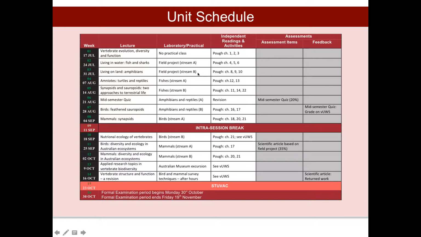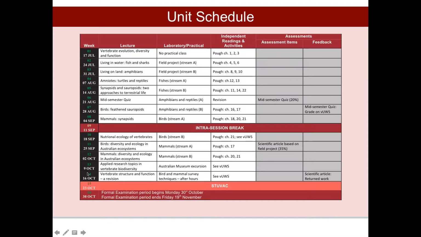Throughout the semester, you'll conduct this study on your own in small groups, and then this needs to be submitted as a scientific article in week 11. And that's worth quite a large component of the unit.